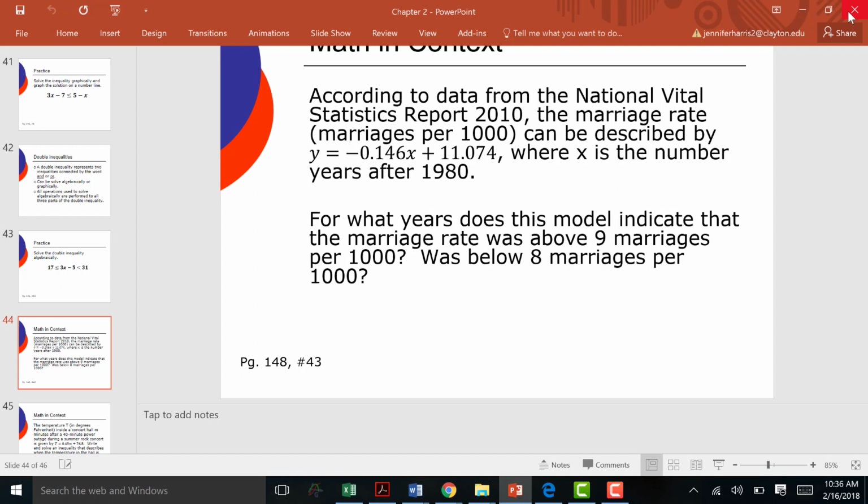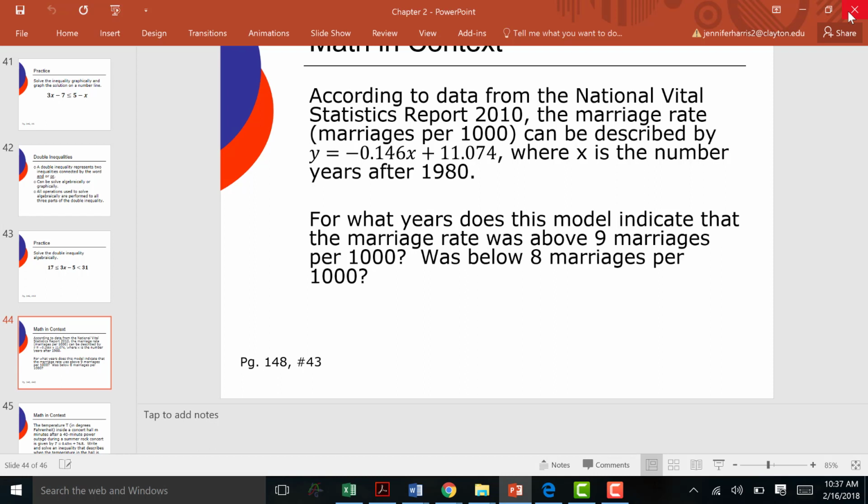So over here, I'm going to put negative 0.146x plus 11.074 is greater than what? I want to know when the marriage rate is greater than 9. Remember, this is Y. Is Y the marriage rate? Yes. But this whole equation is the marriage rate. So I want to know when this whole equation is greater than 9.